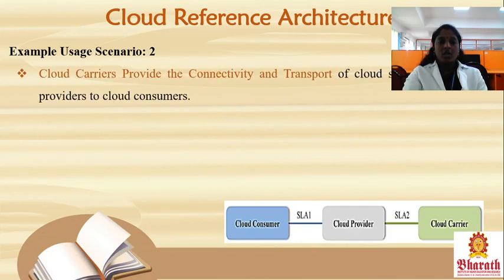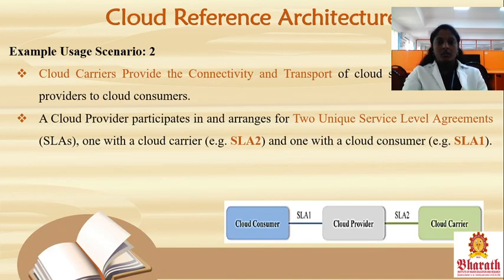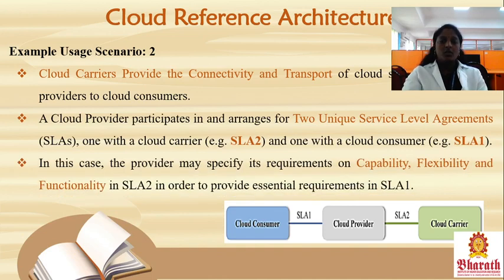And this is scenario 2. In scenario 2, the cloud carriers provide connectivity and transport of cloud services from the cloud provider to cloud consumers. And as I said, there will be two service level agreements, SLA1 and SLA2, maintained by the cloud provider, and each of the service level agreements specifies requirements of capability, flexibility, and functionality. Everything that is essential for the requirements is in SLA1.